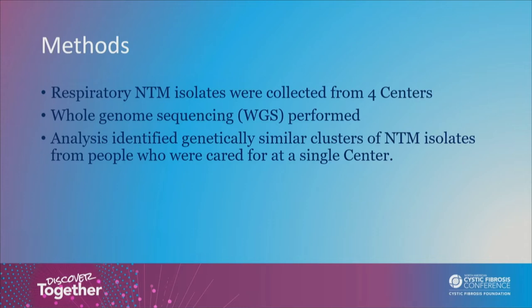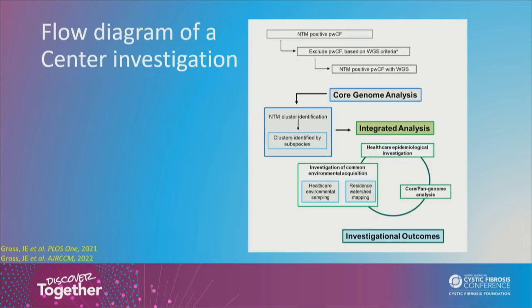For methods, we had respiratory isolates collected from four different centers, whole genome sequencing was performed, and analysis identified NTM clusters at each of those centers. Now I'm going to show you the flow diagram of an individual center investigation. We start with the number of NTM positive people with CF at that center. We exclude patients who don't have recurring NTM isolates, so patients that have a one-time transient positive are excluded from this analysis. Then we're left with a number of NTM positive patients that undergo whole genome sequencing. With that, we're able to identify clusters based on species and subspeciation.